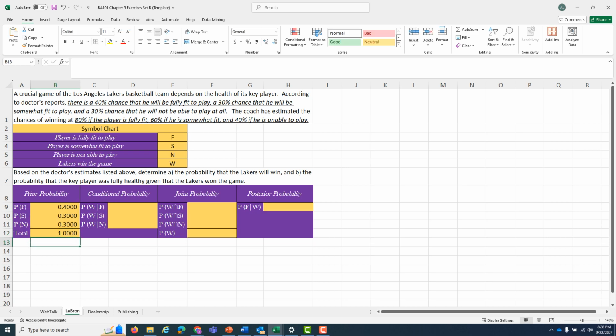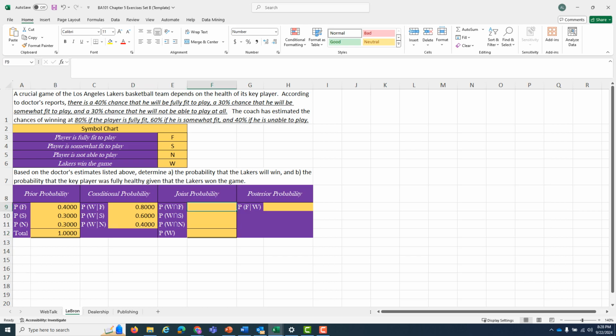and it does. Our conditional probabilities that are given in the problem: if this player is fully fit to play, our chance of winning is 80%. If this player is somewhat fit to play, our chance of winning declines down to 60%. And if this player does not play at all during this upcoming game, our chance of winning decreases greatly, all the way down to 40%. Well, now we need the joint probabilities of both of these instances happening.